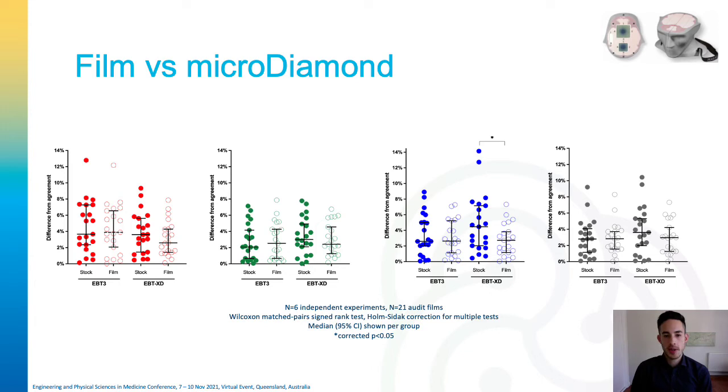There was a very similar trend in the results of the film versus microDiamond experiment using the clinical SRS plans. You can see that for XD, the stock-to-stock method performed significantly worse than the film-to-film method for the blue channel. However, for all other comparisons between EBT3 and XD, there was no significant difference in the results.